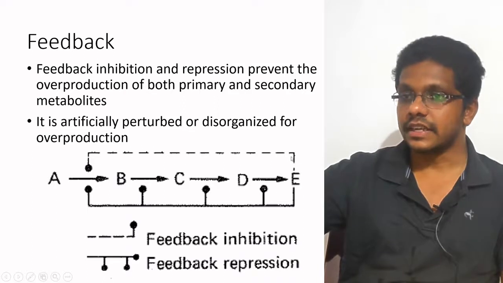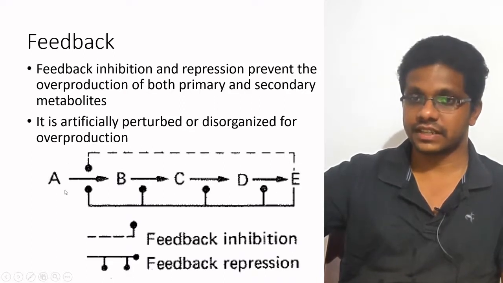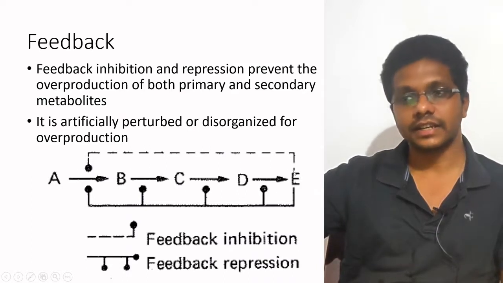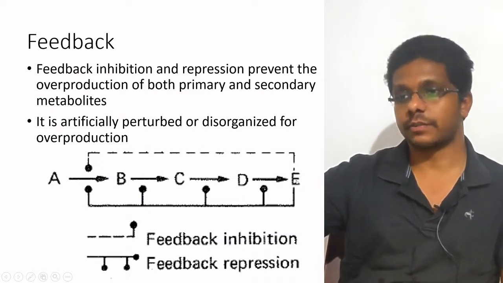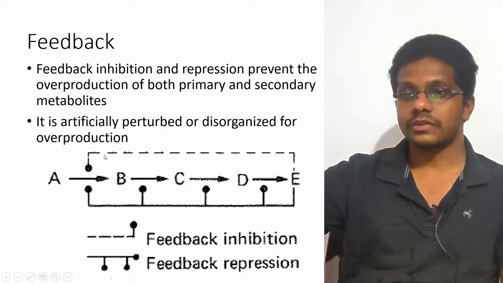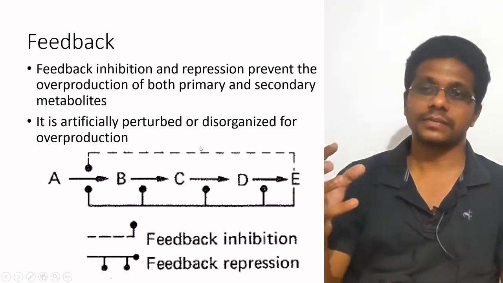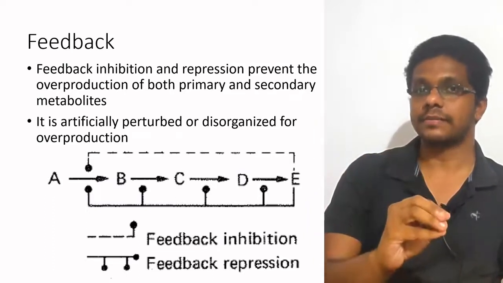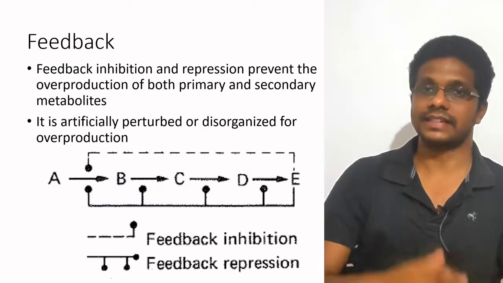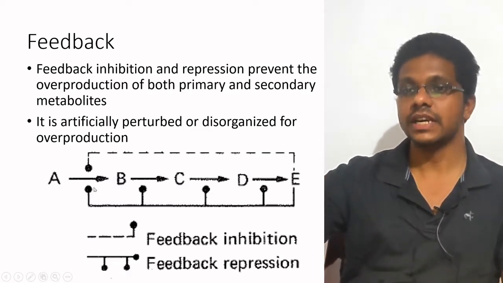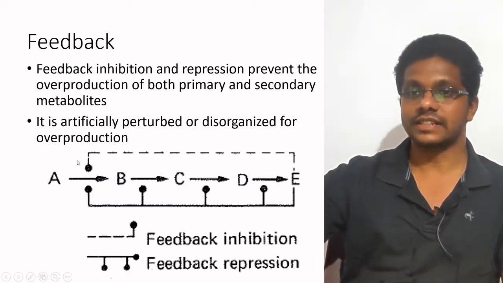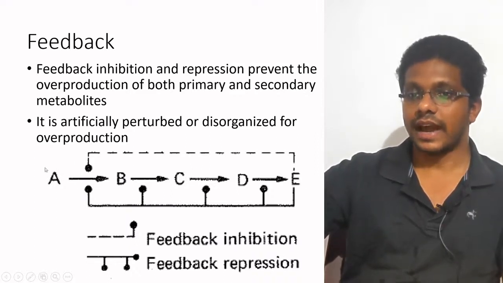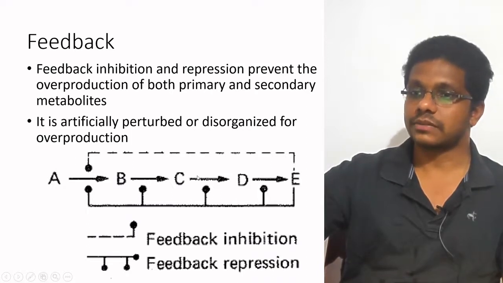In feedback inhibition, the final product of the pathway is E, and E is inhibiting the initial reaction. The first reaction is the conversion of A to B. This reaction is inhibited by the final product of the pathway, E. So this is called feedback inhibition. This mechanism works by the final product E binding to the first enzyme, the enzyme responsible for the conversion of A to B, and reducing its activity. Once its activity is reduced, the flux through this pathway is reduced.